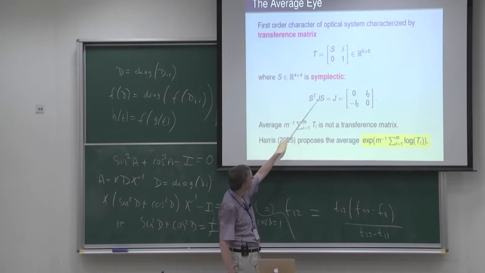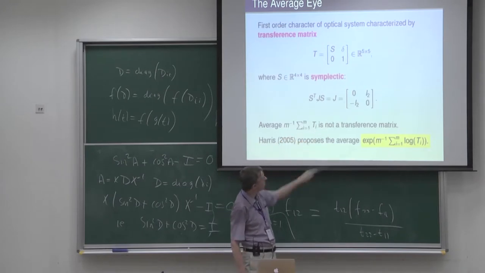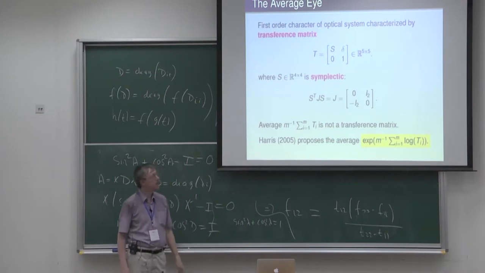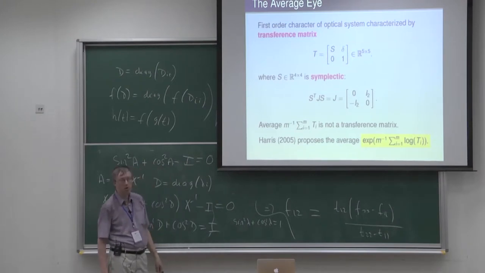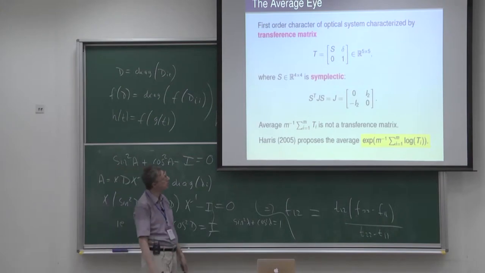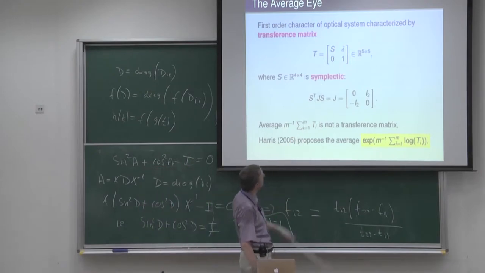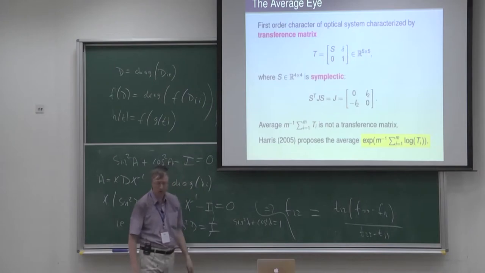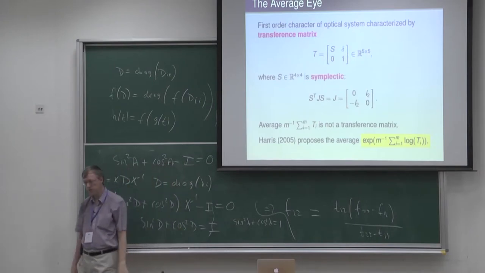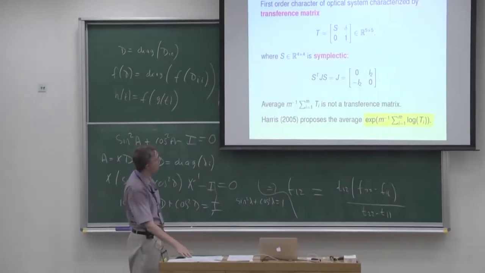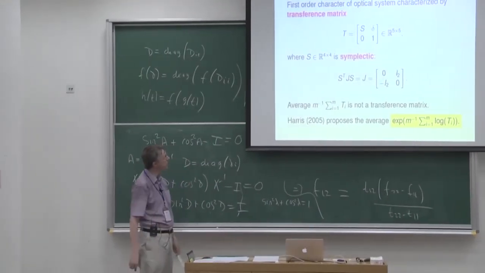Symplectic means that S transpose JS is J, where J is this anti-diagonal matrix. So S is not orthogonal, but it satisfies a similar condition with the I replaced by the J. There's a vector delta in the top right, a 4x1 vector, and a 1 in the bottom. In principle, they would characterize any visual system of a human or an animal by this matrix.